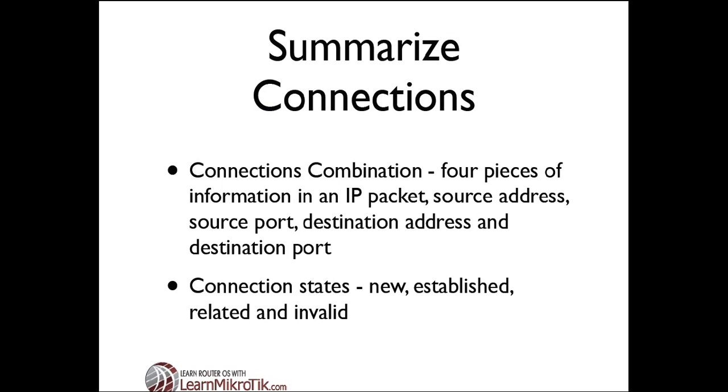So summarizing connections for you now, first of all, the connection combination. That is the 4 pieces of information about the connection. That is the source address, the destination address, source port, and destination port. The second important thing to know about connections is that they go through one of 4 states, either new, established, related, or invalid.